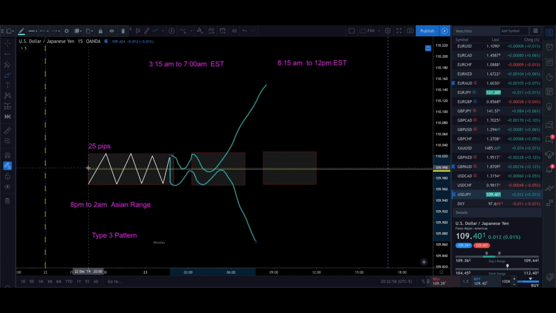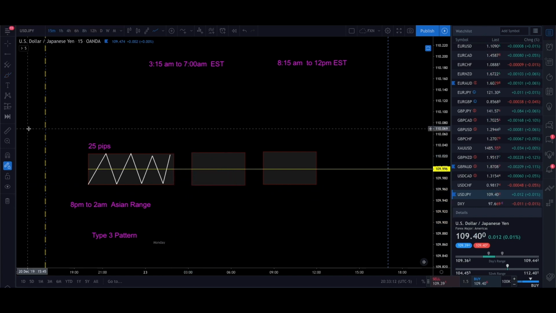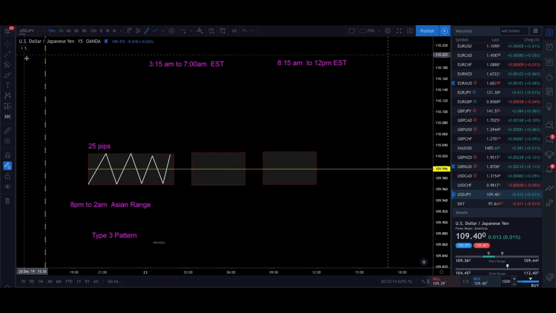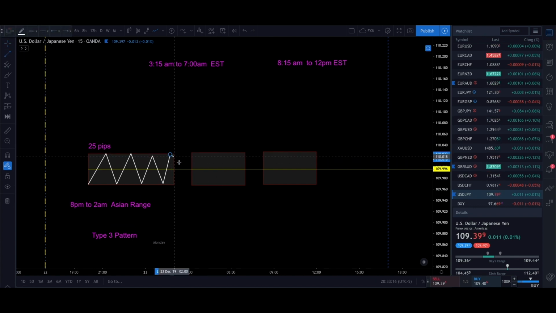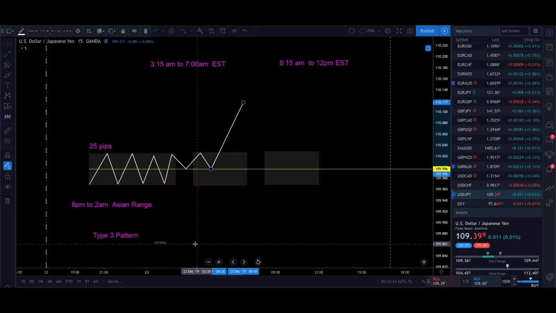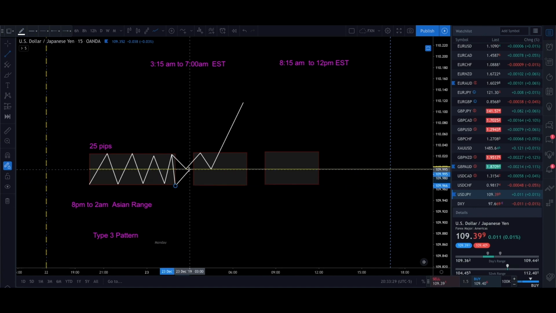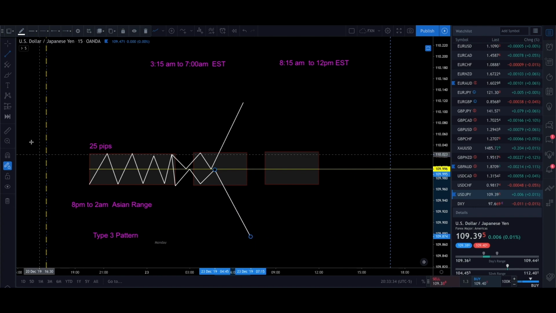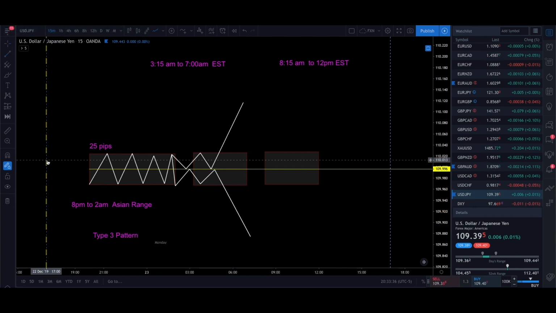It seems like there's an invisible wall in the middle of the range, and no matter what it tries to do, it can't get past it. So I'm going to draw this again here for you. Basically, it's like this. It works, comes back, and then it goes up. This one starts to go down, and does that. That's it. That's all a type 3 setup is.